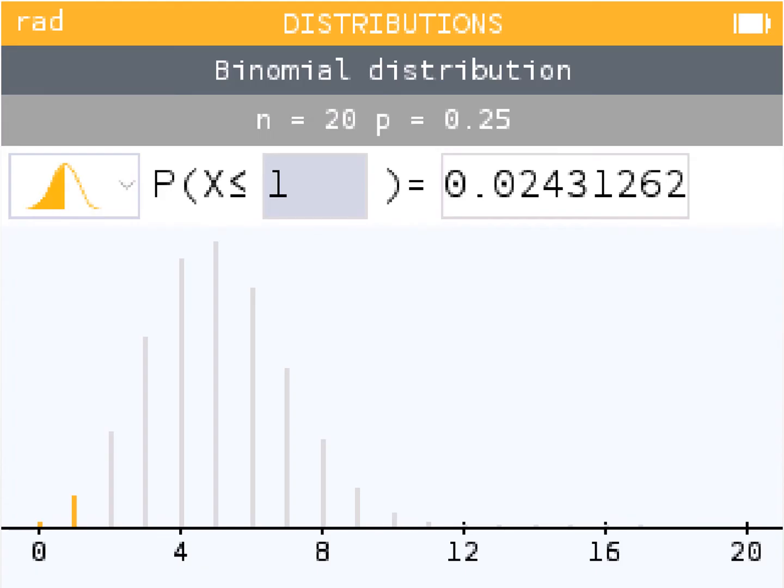We can now see that the probability is indeed less than 0.05. It is 0.0243, and so on. So this is our critical region. The probability that X being less than or equal to 1 is our critical region. The actual significance level is the 0.0243, and so on.